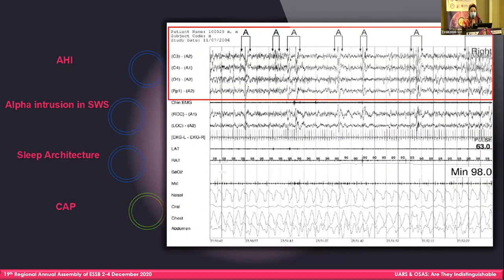Cyclic alternating pattern, which is a marker of sleep instability and poor sleep, can be present in any sleep disorder that causes sleep disruption. So in both diseases, cyclic alternating pattern or CAP can be present. Yet in upper airway resistance, the frequency of CAP is much higher than that seen in obstructive sleep apnea.